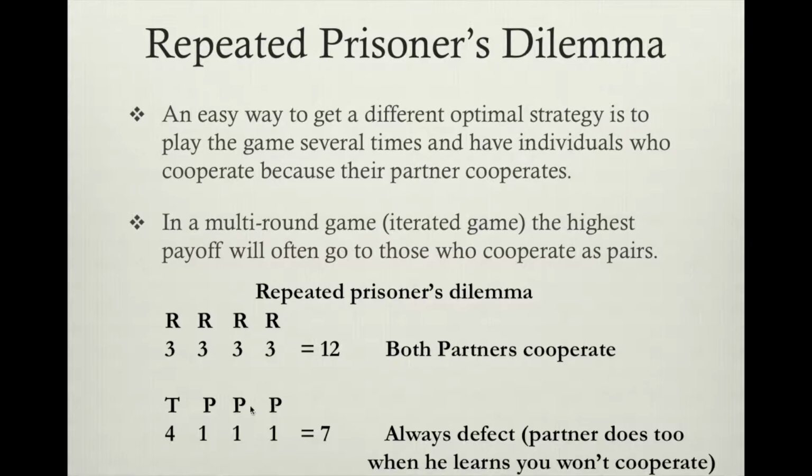If we play the defect strategy, the very first round we're going to get a payoff of 4. That's that temptation. But then, because we defected, our partner's going to defect, we're only going to get that punishment for mutual defection of 1. That over 4 rounds gives us a total of 7.